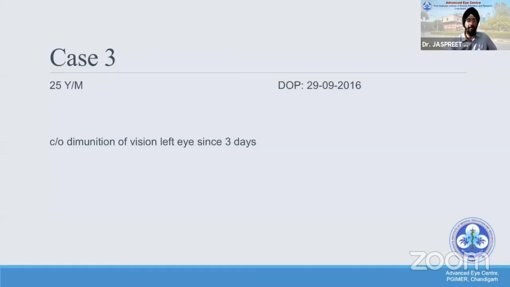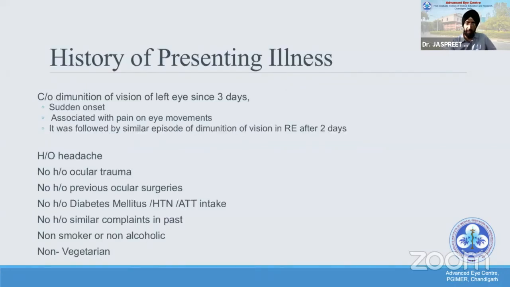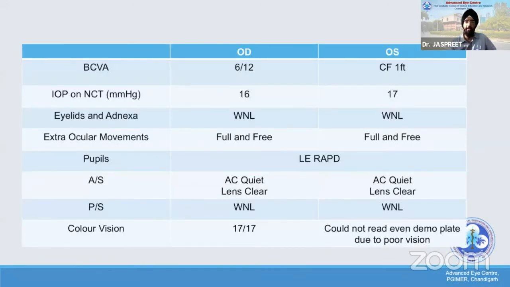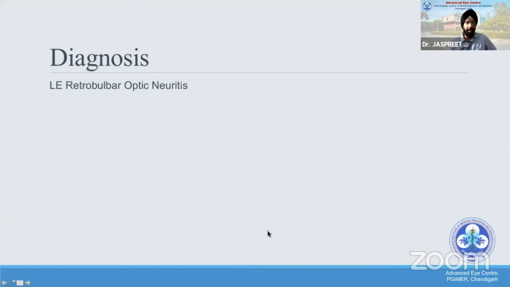So the third case is a 25-year-old male, again presenting with diminution of vision in the left eye since 3 days. Sudden onset again, associated with pain, followed by a similar episode of diminution of vision in the right eye since 2 days. So it's almost bilateral. You can see here 6/12 vision in the right eye and counting fingers in the left eye. He has a left eye RAPD and maybe an asymmetric involvement, but his color vision is fairly good in this eye. So the clinical diagnosis is a retrobulbar optic neuritis.